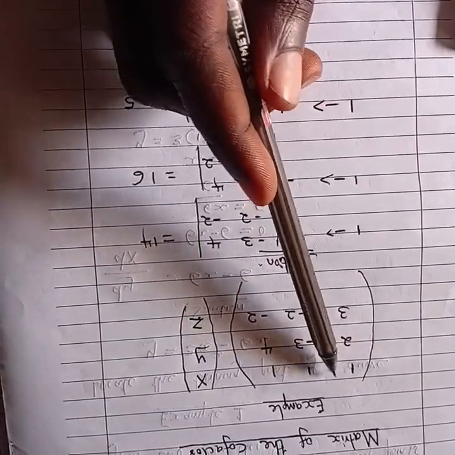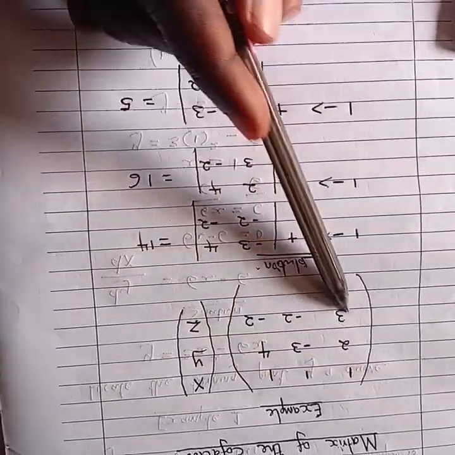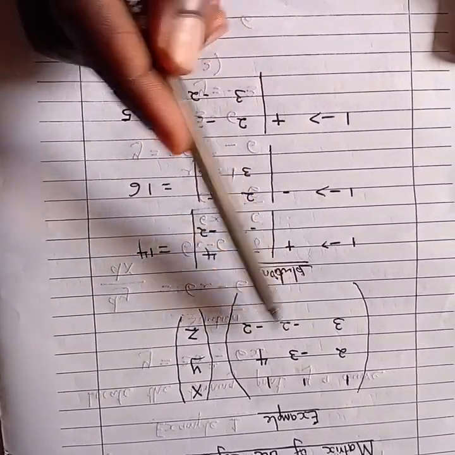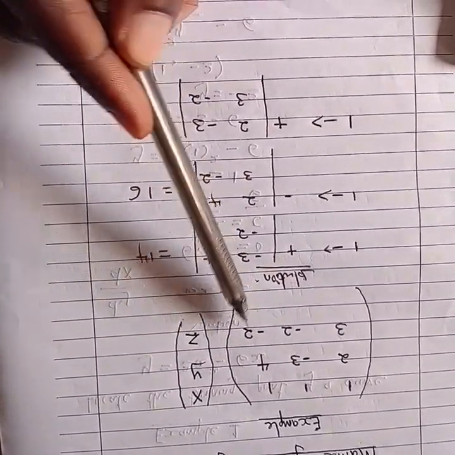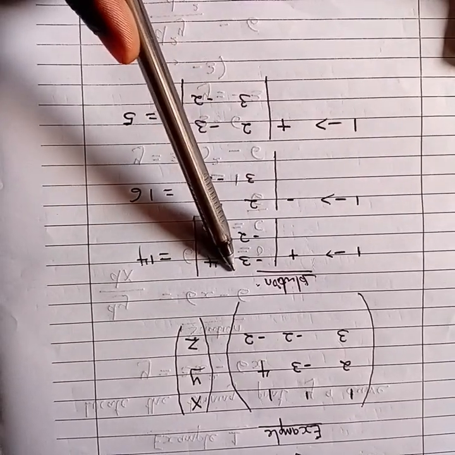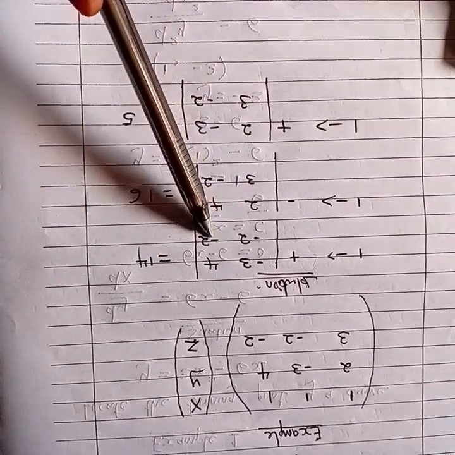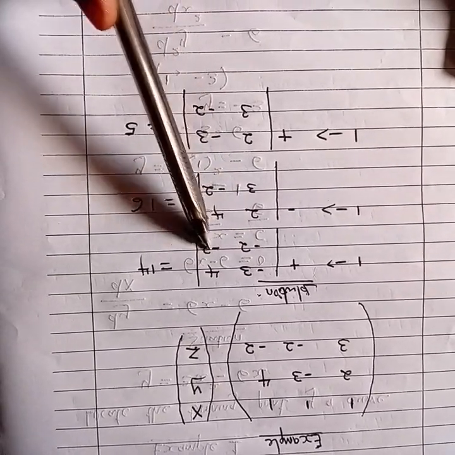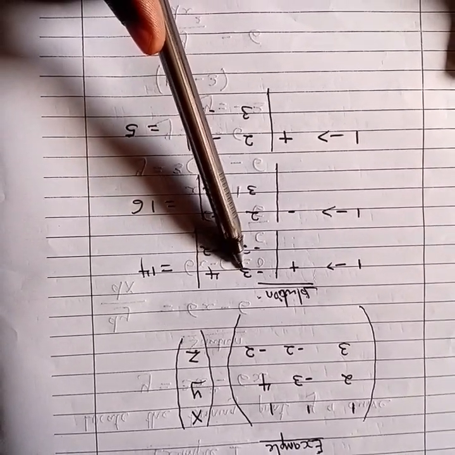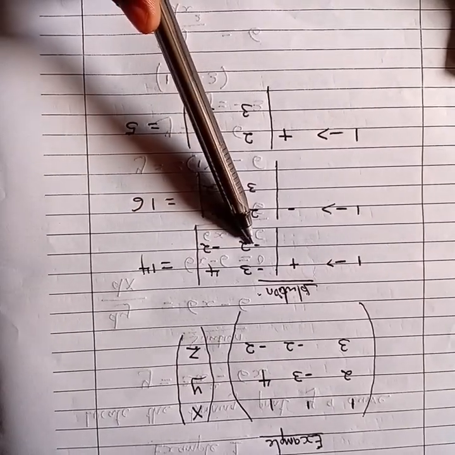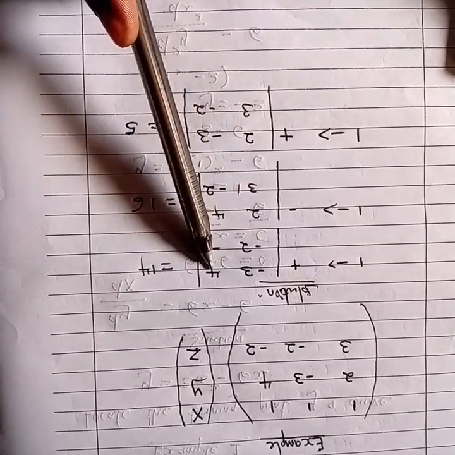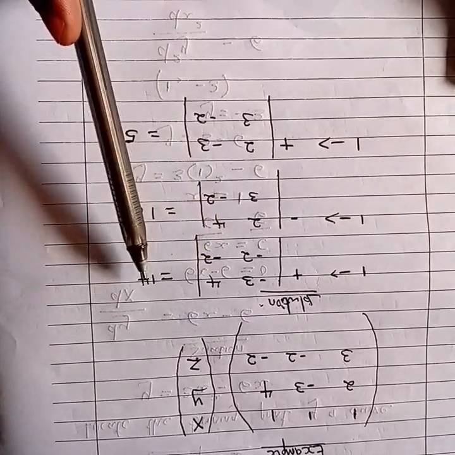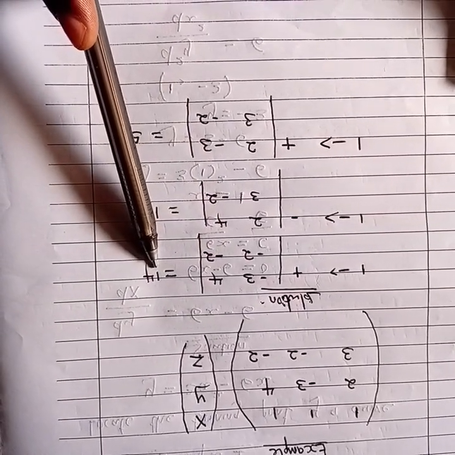Now, for the first one, you ignore this and this. You'll remain with negative 3, negative 2, 4, and negative 2. When you find the determinant of this, it will be negative 2 times negative 3, which will be 6, minus negative 2 times 4. That will be 6 minus 8. That's why we find 14 here.